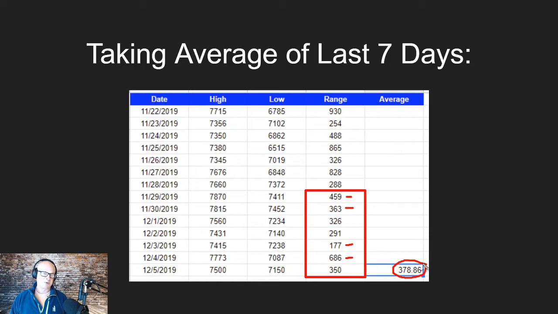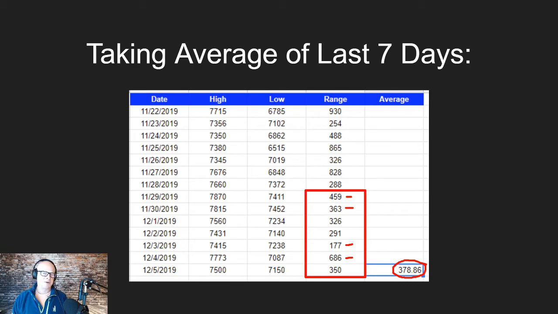And of course, you're going to have to do this almost every day if you want to stay in line with that average. But sometimes, and this is what I do on the NASDAQ futures, I only do this once a week, because the NASDAQ futures don't change character all that often.